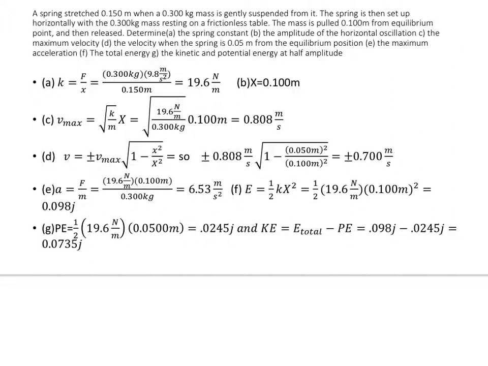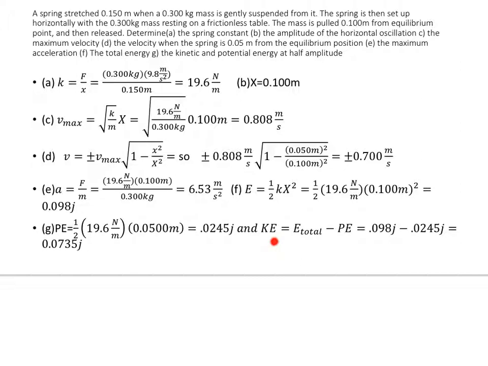And then finally, G, the kinetic and the potential energy at half amplitude. Well, PE is equal to 1/2 K X squared. Whoops, looks like I forgot the square there. So that's 1/2 times the spring constant and the 0.05 meters. That's the half amplitude. That would have to be squared. And so the units, I believe this answer here is correct. I just forgot to put the square sign up there. So that is 0.0245 joules.